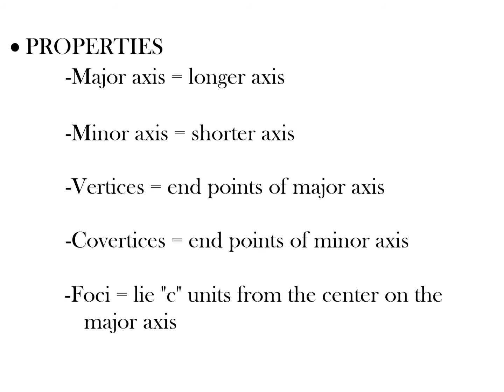And then I mentioned this on the previous slide, that foci, again, that's because there are two, not just one focus. They lie C units from the center, and they must lie on the major axis. So those are important properties. I would definitely jot those down. They will be helpful as we work through some examples.